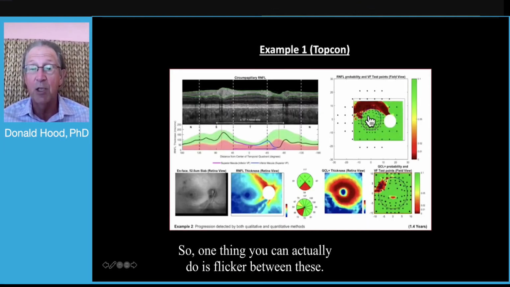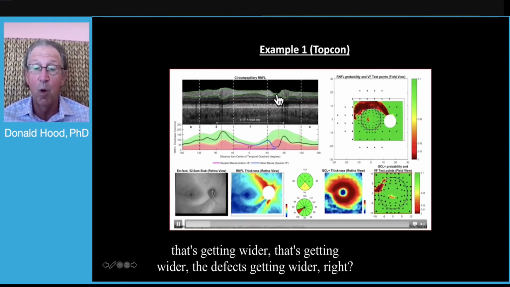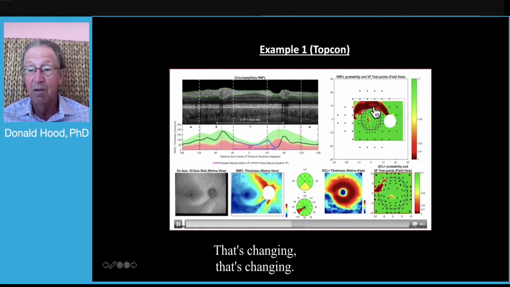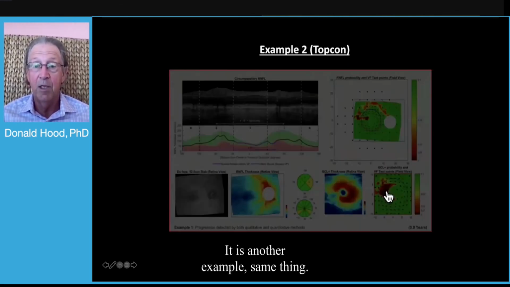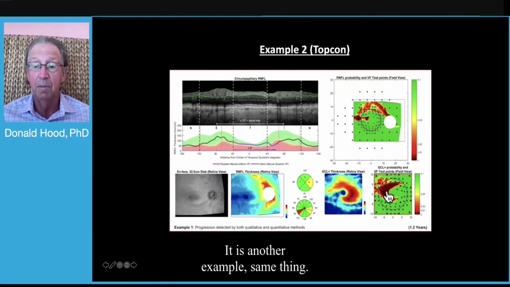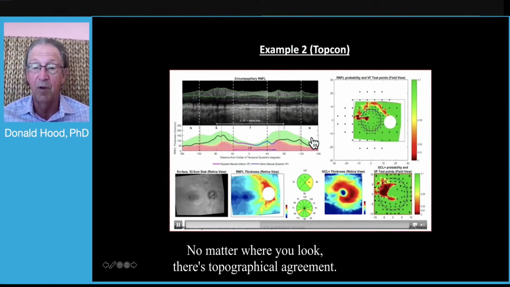So one thing you can actually do is flicker between these. So what I want to point out is no matter where you look, you can see progression. That's getting wider. That's getting wider. The defect's getting wider, right? This is changing. That's changing. That's changing. You have progression. Here's another example. Same thing. No matter where you look, there's topographical agreement.